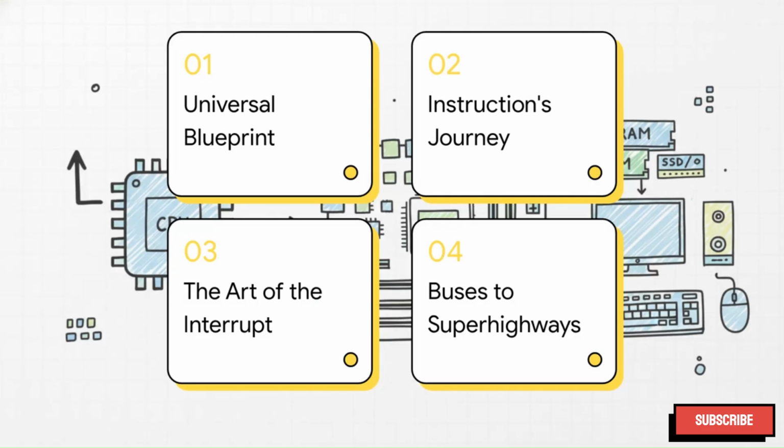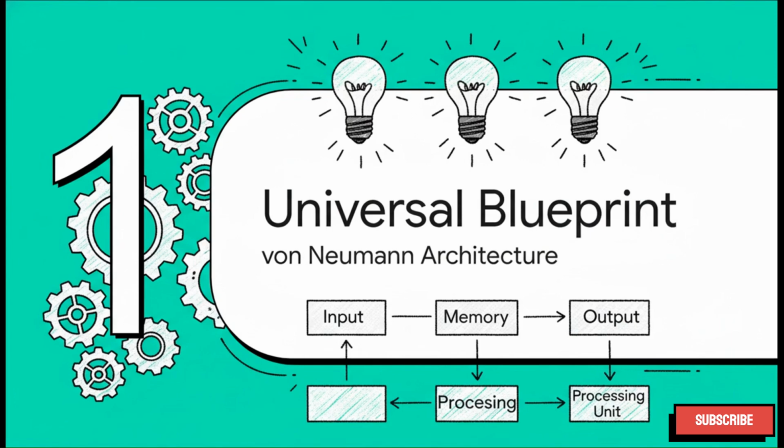All right, so here's our game plan. First, we're going to break down that universal blueprint. Then, we'll follow a single command on its little journey inside the machine. After that, we'll get into the secret of how your computer can do a million things at once. And finally, we'll look at how all these different parts actually talk to each other. Okay, first up, that foundational design.